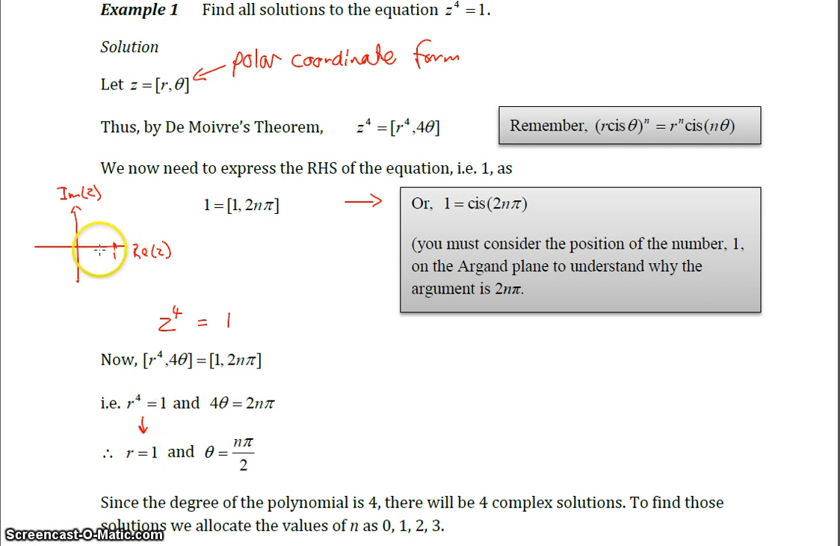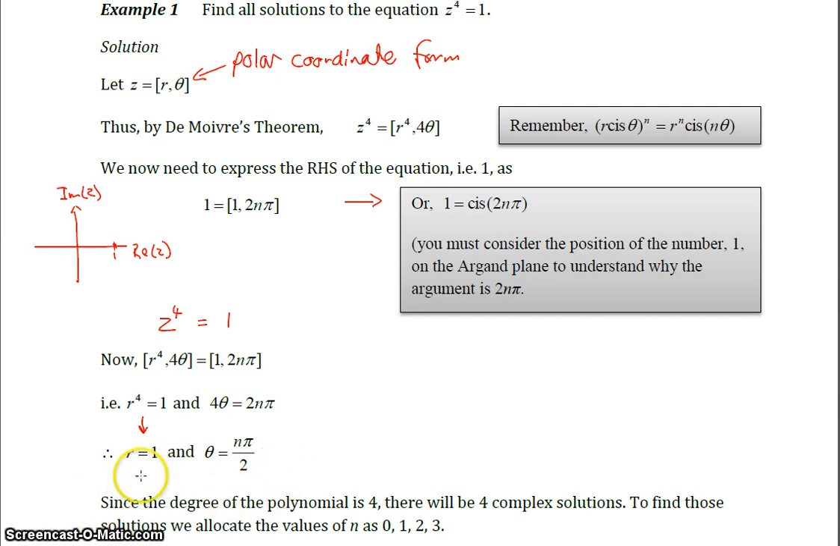So that's that distance here, from the origin to the point on the Argand plane. That's the definition of our modulus. So r is equal to 1. The angle theta is going to be given by, once we divide by 4, n pi over 2. So 2n pi divided by 4, simplifying to n pi over 2.